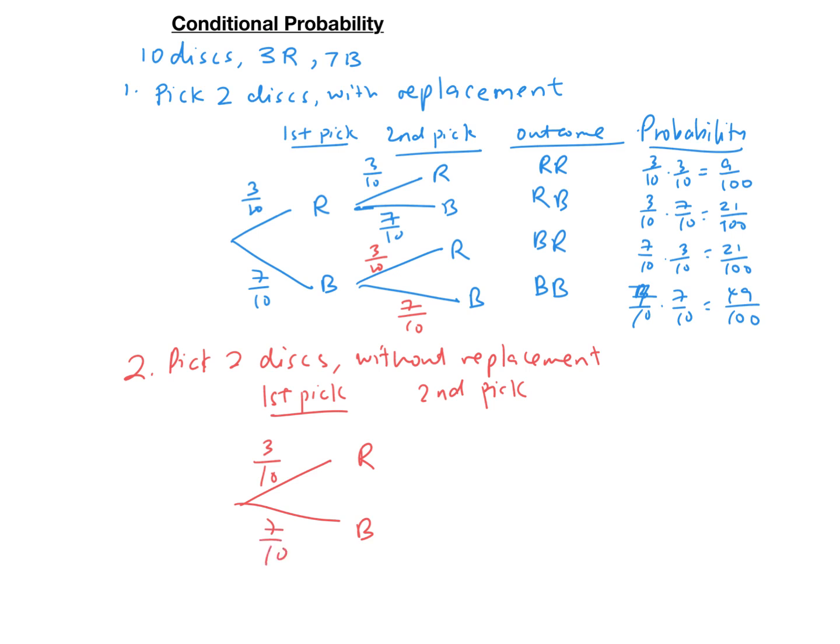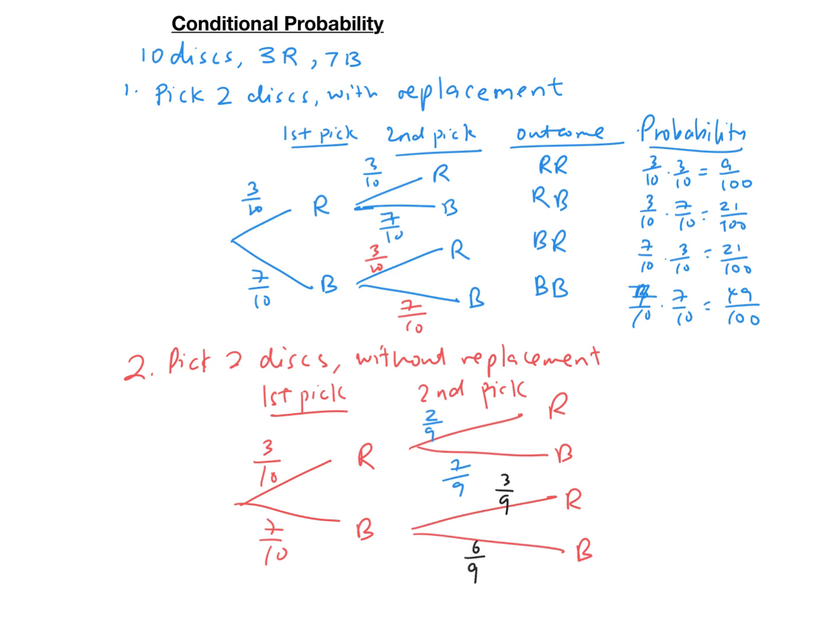Now for the second pick, we have the red and the blue. Now we're going to be careful here. After you pick one red, the total number of discs will be 9. And how many remaining red will be? 2 out of 9, right? And for the blue will still be 7, but the total is now out of 9. And when you pick a blue one first, for the second pick for red, you still have 3 red, so 3 out of 9. And the blue will be 6 out of 9.